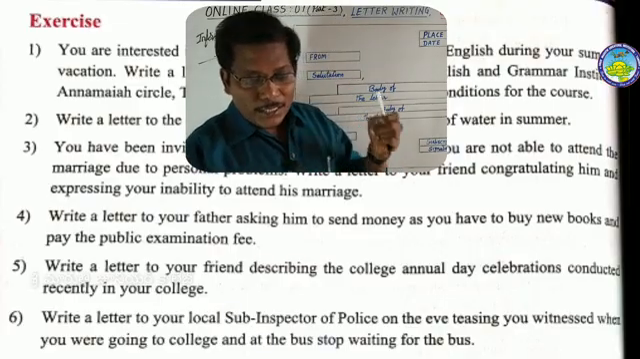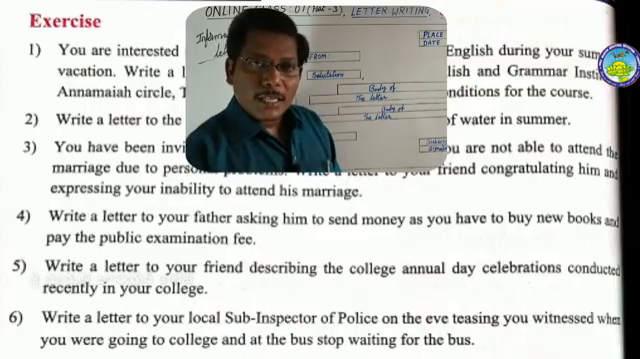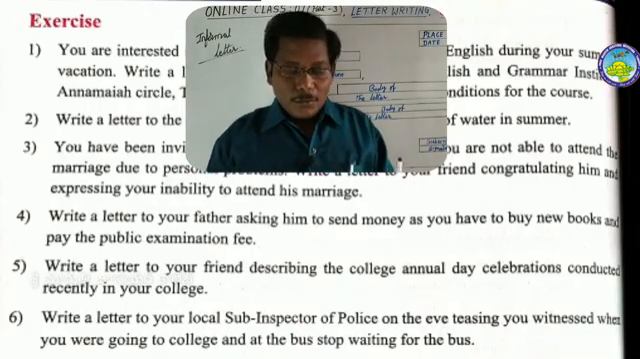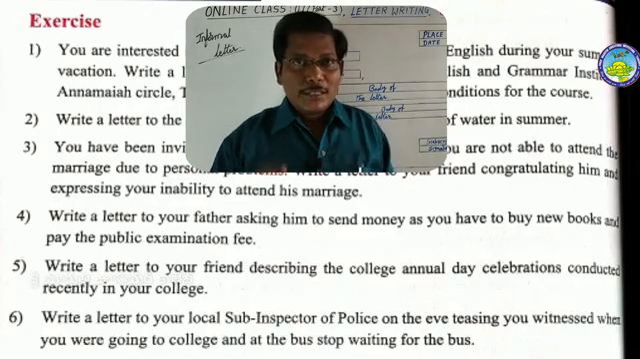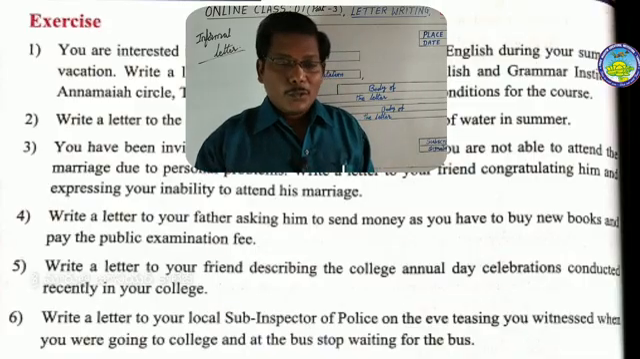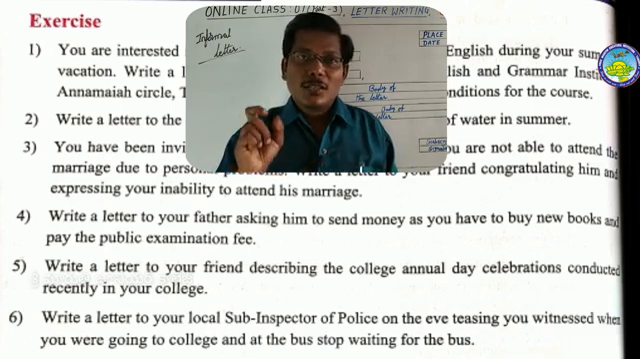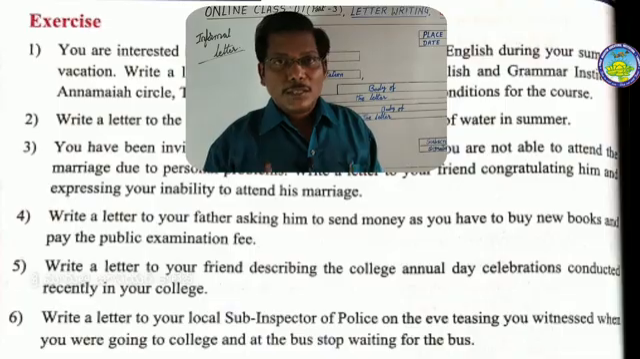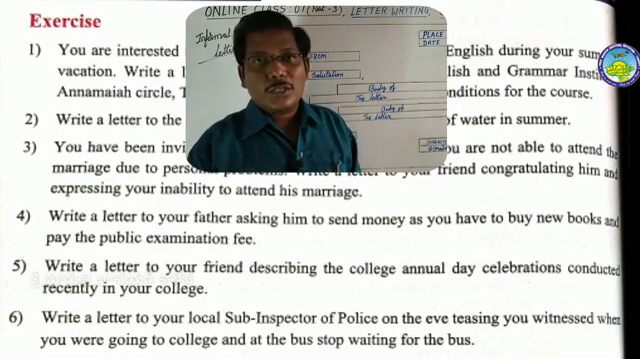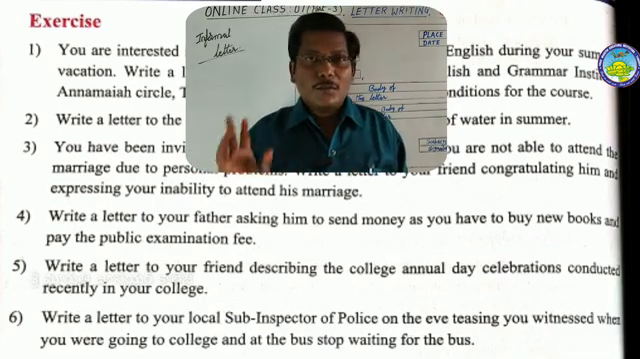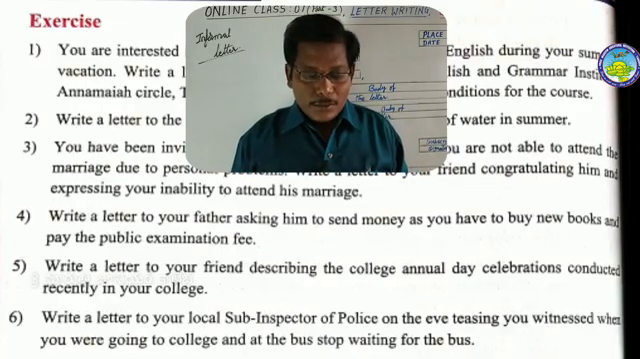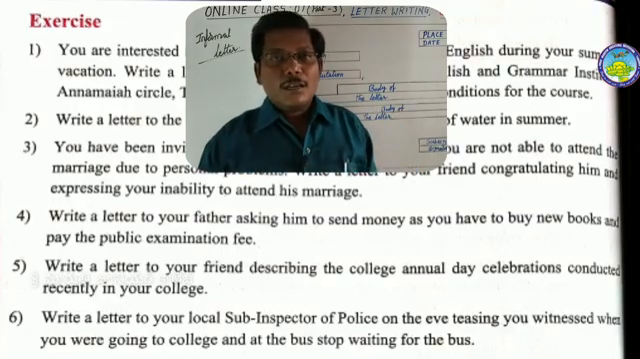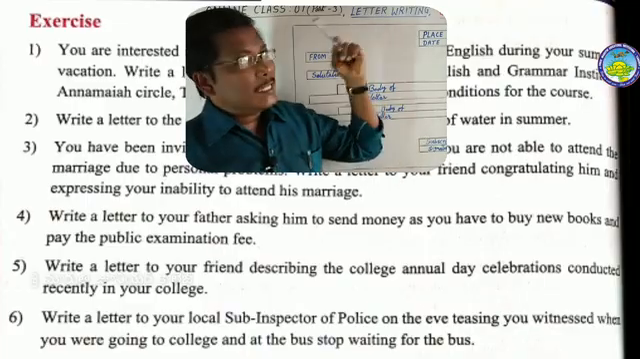So out of these 6 letters, there are some informal letters, there are some formal letters. So now what you have to do is, this is homework. You write answers to these 6 questions. That means you need to write 6 letters. Okay, after writing the 6 letters, you just post them in my WhatsApp, in my number. Okay, so this is all about this class about letter writing.